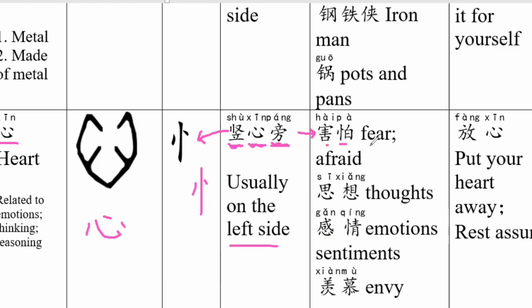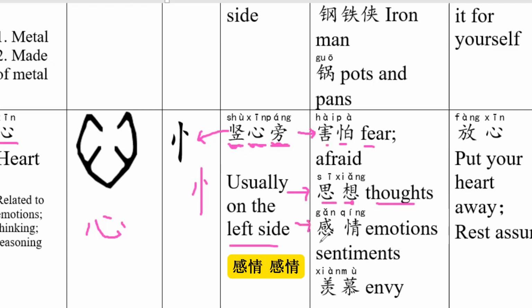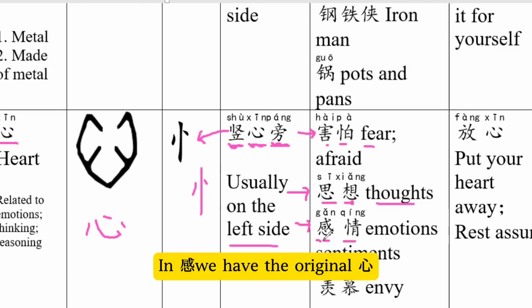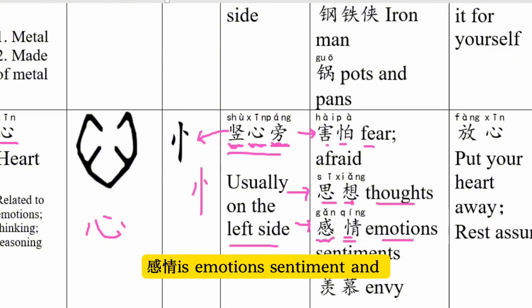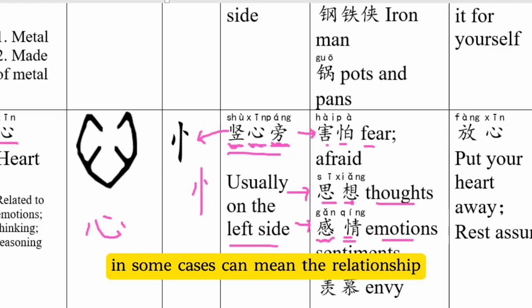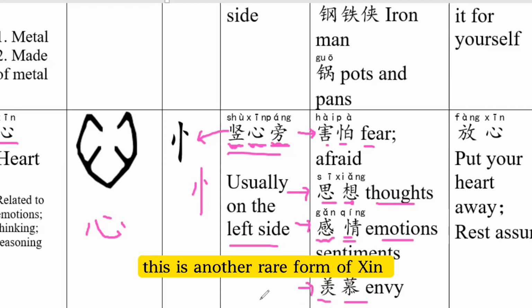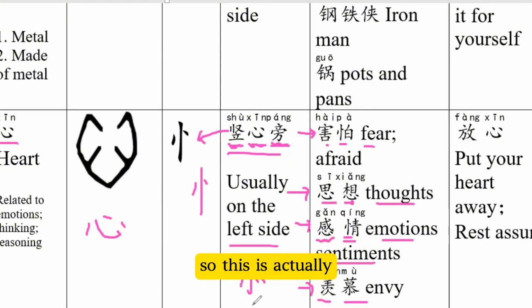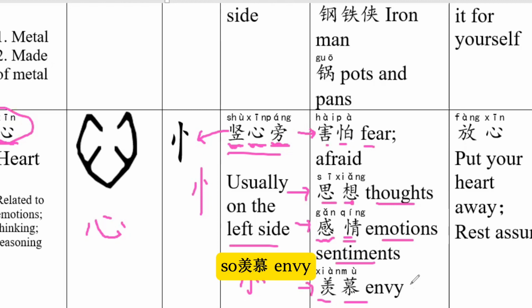害怕, fear or afraid. 思想, thoughts, okay, 思想, or just the word 想 by itself, thinking. 感情, in 感 we have the original 心, in 情 we have 竖心旁. So 感情 is emotions, sentiments, and in some cases can mean the relationship. And 羡慕. You may ask me, where's the 心? So this is another rare form of 心. It's the 小 with extra dots. So this is actually a variation of the 心. So 羡慕 envy. All right.